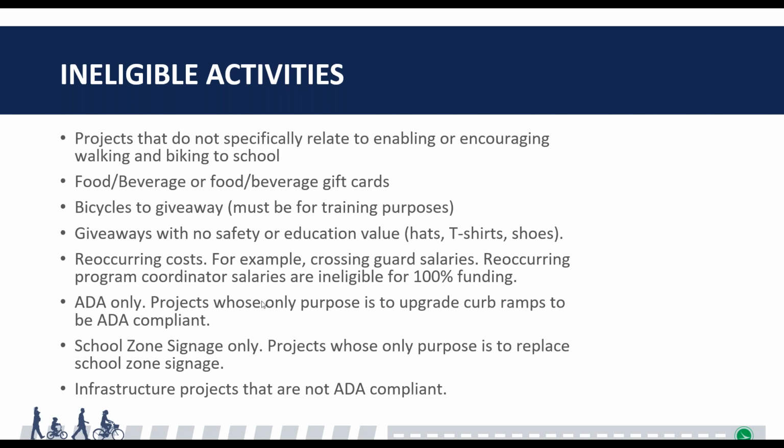Projects whose only purpose is to upgrade curb ramps to be ADA compliant are ineligible. Projects whose only purpose is to replace or upgrade school zone signage are ineligible. And of course, infrastructure projects have to be ADA compliant. So they need to be ADA compliant, but you can't submit for a project whose only purpose is to upgrade curb ramps to be ADA compliant.